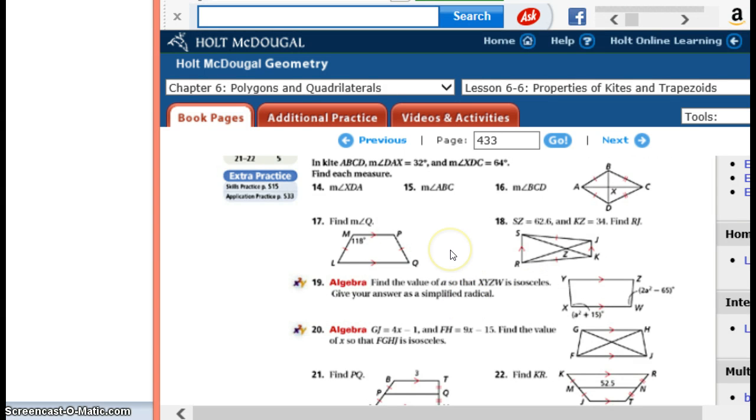Hey, look, a trapezoid problem. Alright, so since ML and PQ are congruent, and MP and LQ are congruent, because it has two sets of congruent sides, it must be an isosceles trapezoid. Okay? And this is a base angle to this angle, because they both share the same base. So we know that MPQ is 118 as well. We also know that this all must equal 360 because it's a quadrilateral.